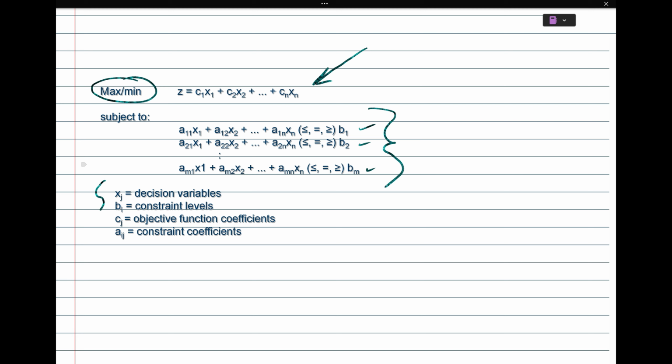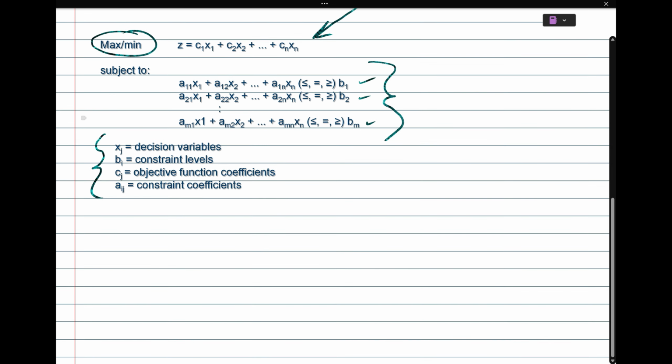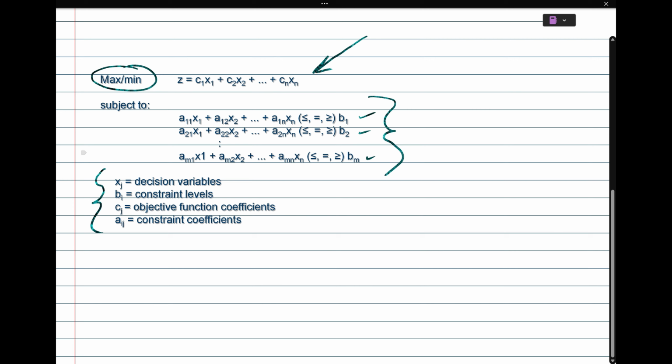And here's what all of the variables stand for. X sub j are the decision variables, b sub i are the constraint levels, c sub j are the objective function coefficients, and a sub ij are the constraint coefficients. All right, let's take a look at an example really quickly.